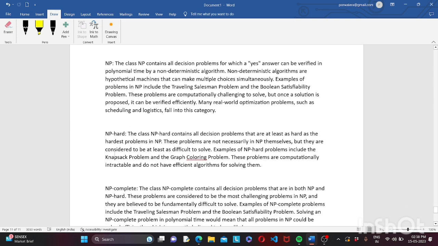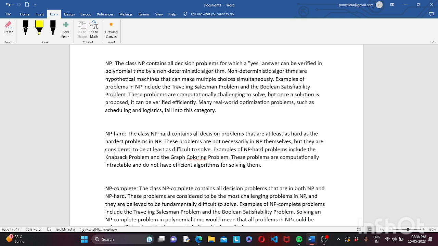The NP class contains all the decision problems for which a yes answer can be verified in polynomial time by a non-deterministic algorithm. Non-deterministic algorithms are hypothetical machines that can make multiple choices simultaneously. Examples of problems in NP include the traveling salesperson problem and the Boolean satisfiability problem. These problems are computationally challenging to solve, but once a solution is proposed, it can be verified efficiently. Many real-world optimization problems such as scheduling and logistics fall into this category.